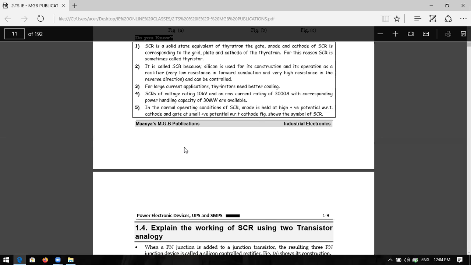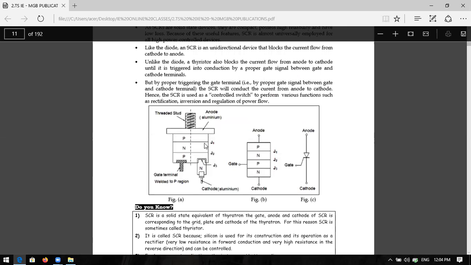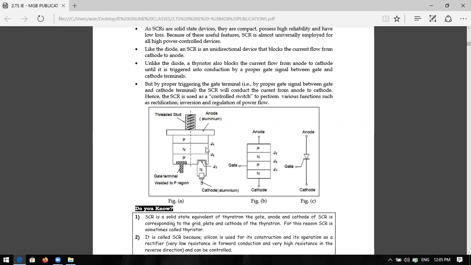So that is the reason you can also call it a control switch. And construction-wise, aluminum plates are connected as electrodes. If you cut it into two pieces exactly in the middle, for example in the P region, you will cut it like this.